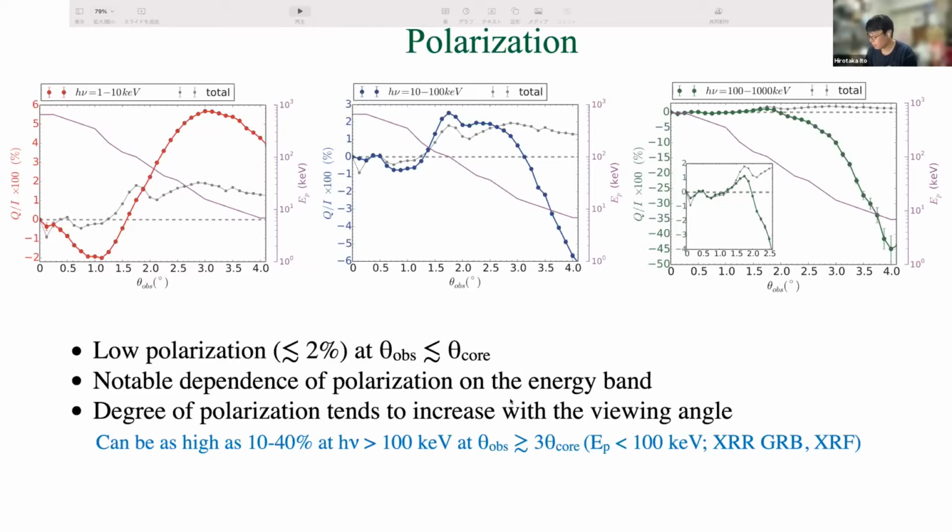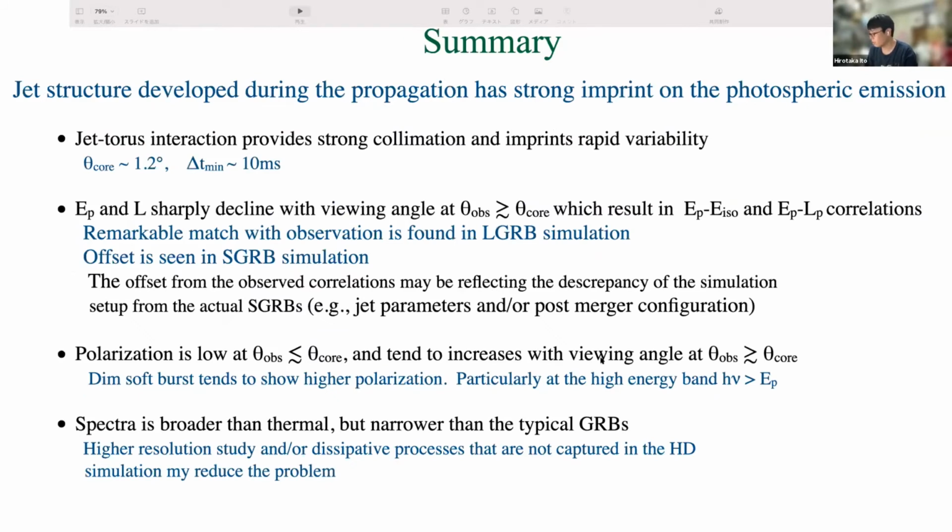Okay, so this is about all for my talk. Let me summarize. From the simulations, we found that the structure developed during the propagation has a very strong impact on the resulting emissions. From the short GRB simulation, which includes the jet, accretion, and torus components, we find that the jet-torus interaction provides a very strong collimation to the jet, and also imprints a rapid time variability on the emissions.